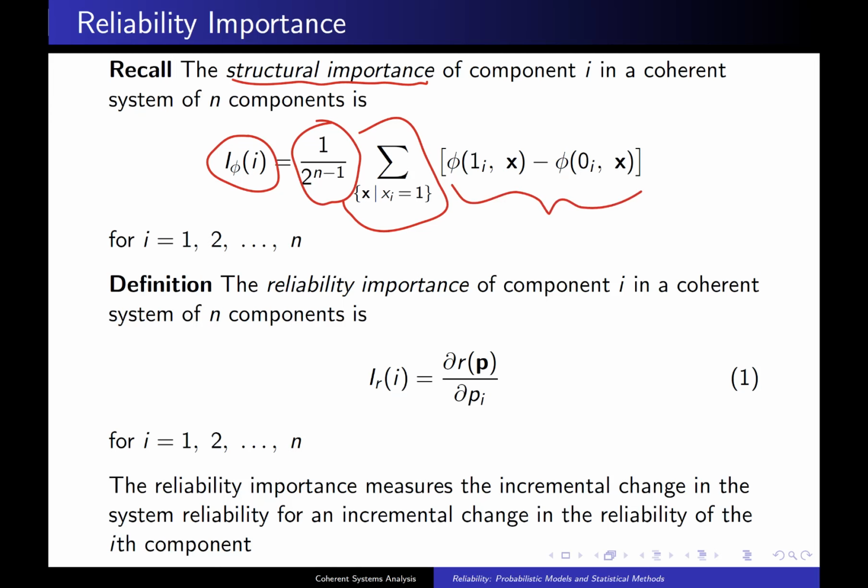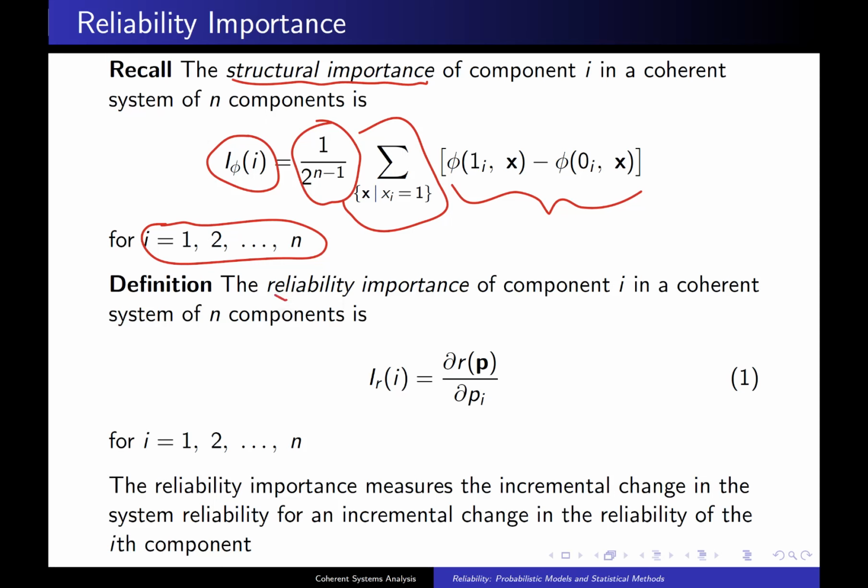The structural importance only pays attention to the position of a particular component in the system. So it takes care of component I, and that is for I equals 1 to n. So you have n of these structural importances. Because it only pays attention to the position of the component in the system, if you have a series system where each of the components plays a symmetric role, in that case, each of those components will have the same structural importance. Likewise, if you have a parallel system and each of the components in a parallel system plays an identical role, in that case, all of the structural importances will be equal. And in fact, it's the case that for a k out of n system, you will have identical structural importance.